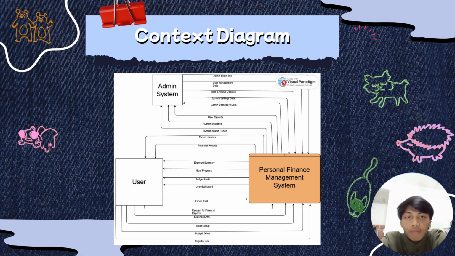Okay, the admin system handles admin login, user management, role updates, and system settings. The system sends back user records, system statistics, status report, and financial report to the admin. Overall, the system helps users manage personal finance while allowing admins to monitor and control the system efficiently.